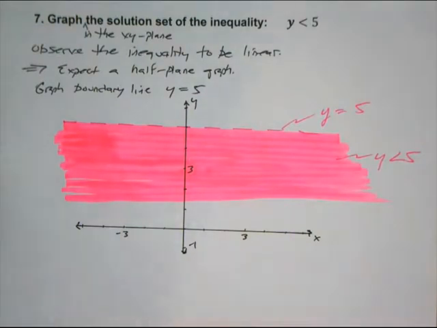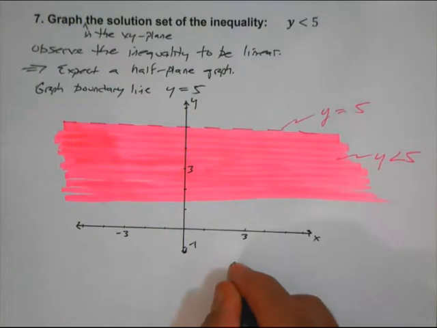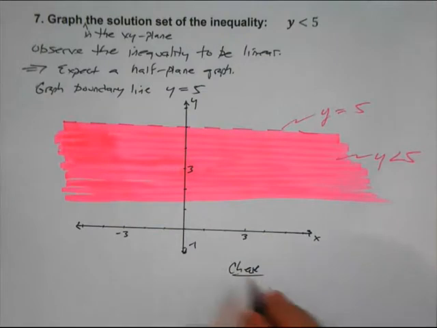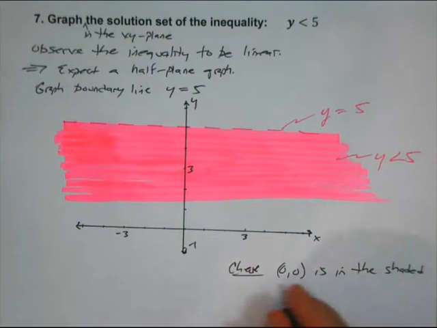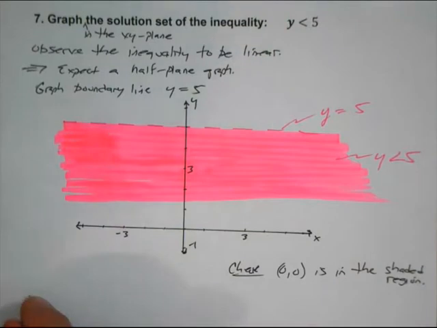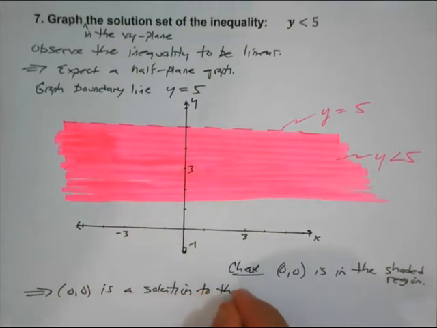And finally, although this is relatively a simple matter, to check our work, we could take the origin here, (0, 0). (0, 0) is in the shaded region, and this means that (0, 0) is a solution to the inequality.